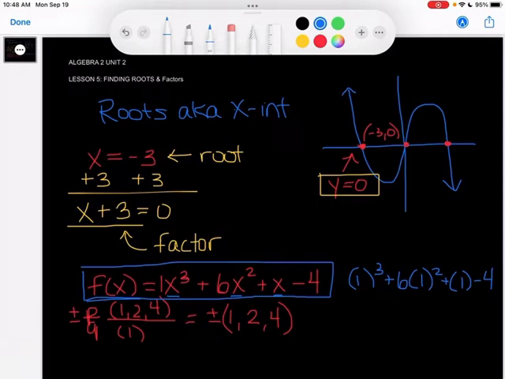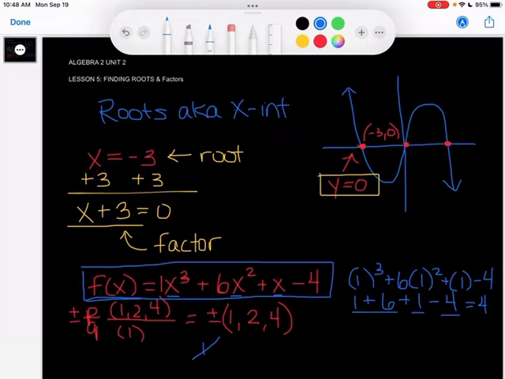So 1 cubed is 1, plus I get 6 times, 1 squared is 1, so 6 times 1 is just 6, plus just 1 minus 4. So I get 7, 8 minus 4 equals 4. So I know that positive 1 is not a root because it doesn't equal 0 when I plug it in. Okay, and then I could keep doing this until I found a root. One of these may or may not be the correct solution.